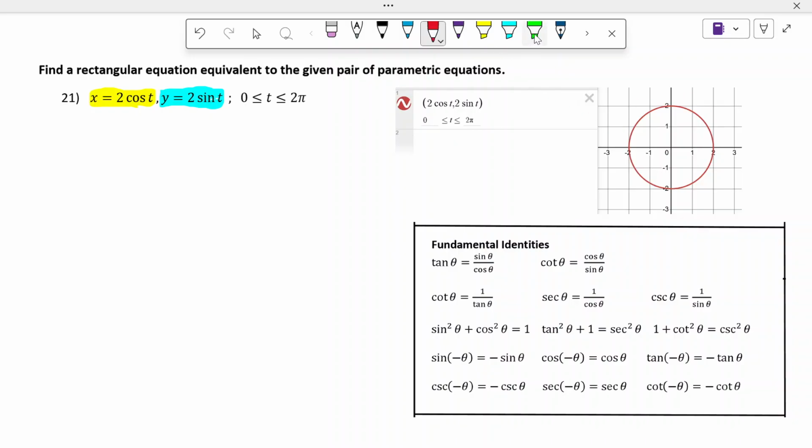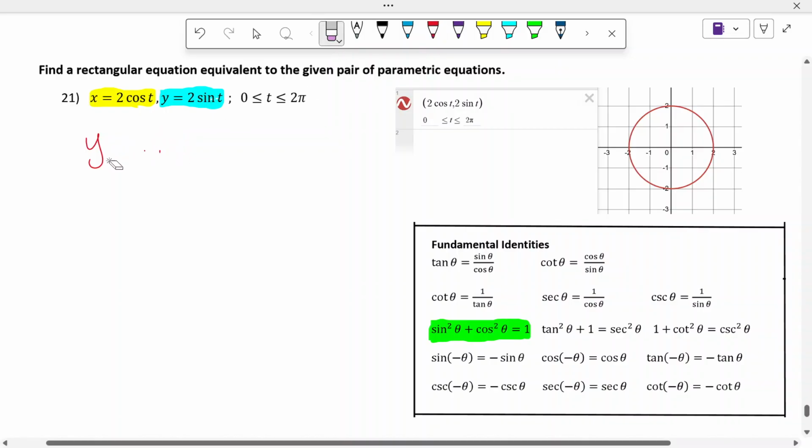So actually, what we should notice is with these two trig versions of x and y, there's a special relationship that can relate the x and the y together. And that is the good old classic Pythagorean identity of sine squared plus cosine squared equals 1. Because really our ultimate goal is to squish these two things together to get some sort of equation like y equals something with x's, good old x and y. And we're going to do that using that Pythagorean identity.